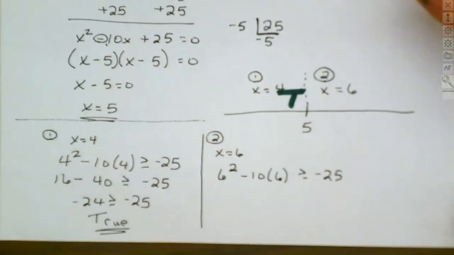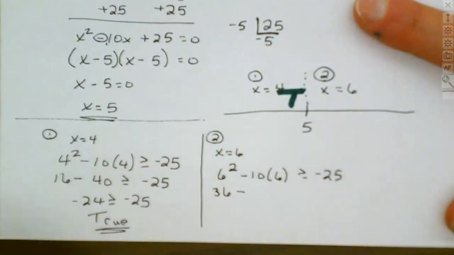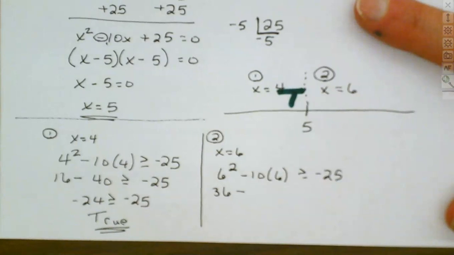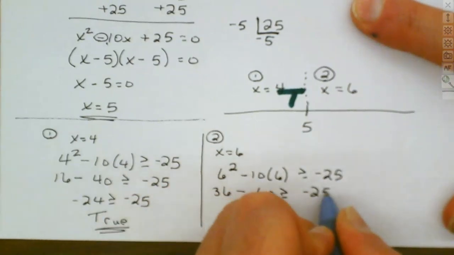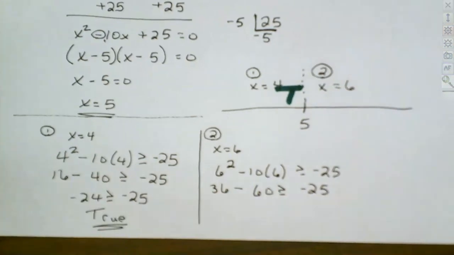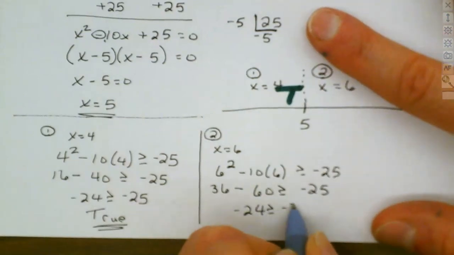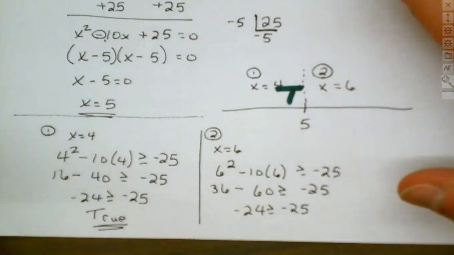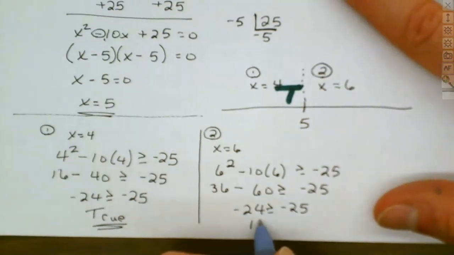This is why you need to check both. Because 6 squared, that's a 36. 10 times 6, it's a negative. So that makes it a minus 60. 36 minus 60. Well, that makes that a minus 24 again. And is minus 24 bigger than a minus 25? Yes, it is, isn't it?